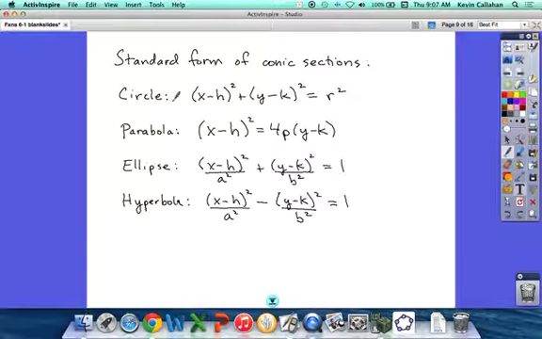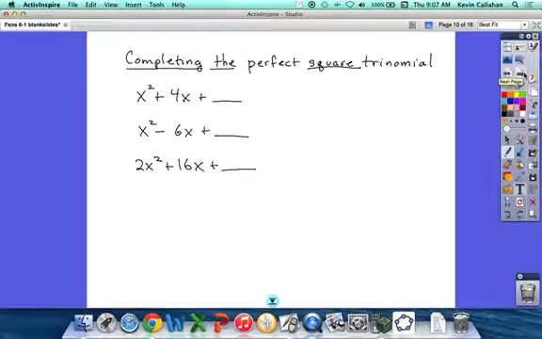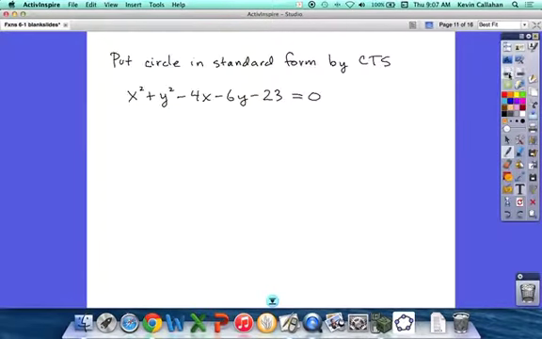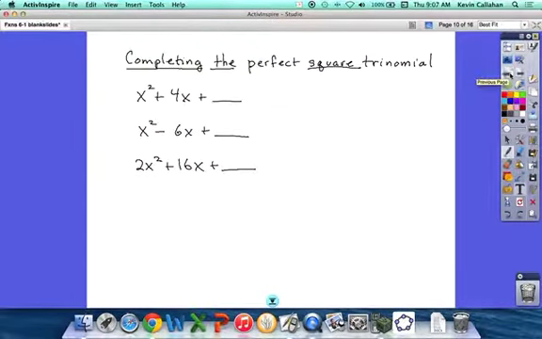By the end, you should be able to recognize that just by the not in standard form equation. But this is how it comes into play. So I'm going to do one of the complete the square. Well, okay. No, first we're going to talk about completing the square.